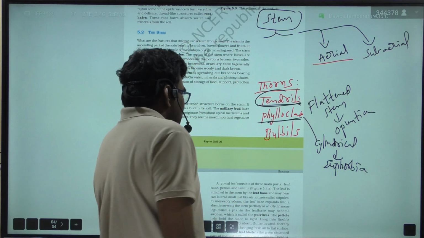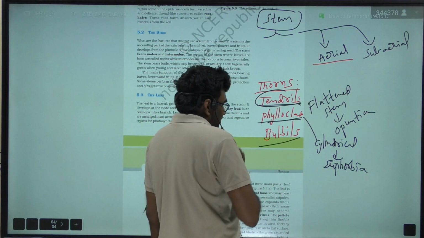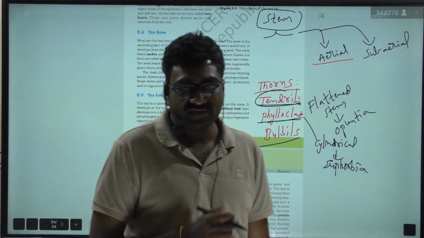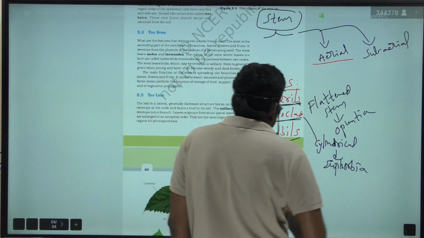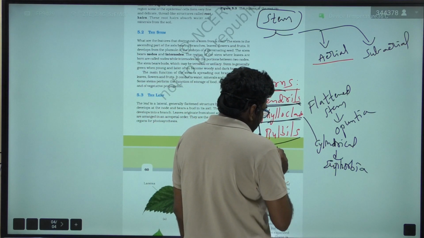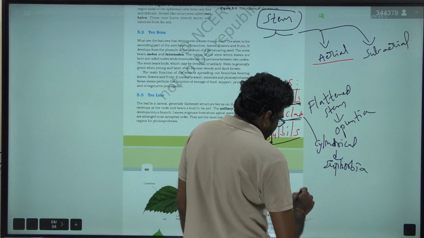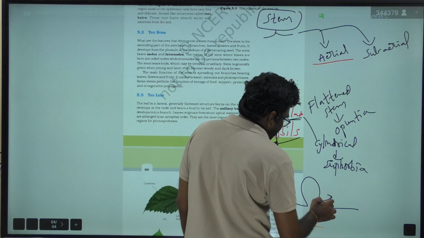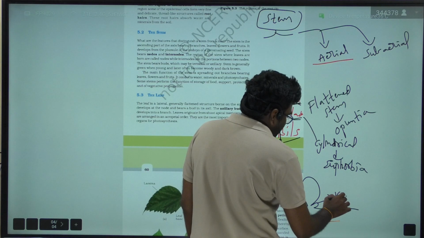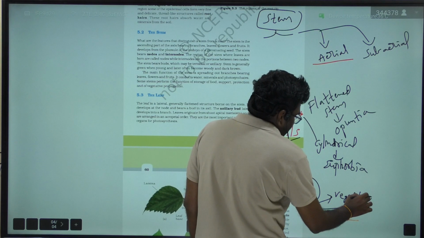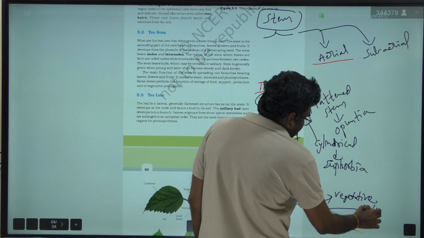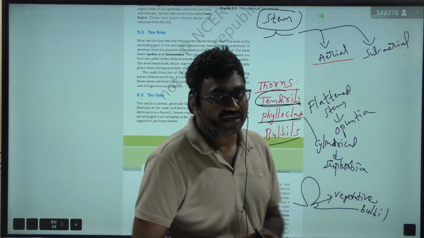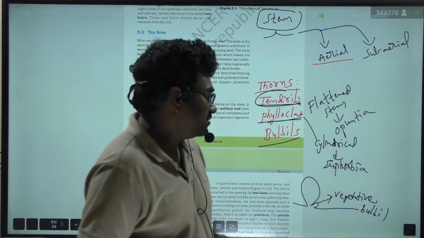And next, bulbils. Here we have two types of bulbils, vegetative as well as floral. This is a vegetative bulbil or bud. Examples for bulbils are Dioscorea and agave.